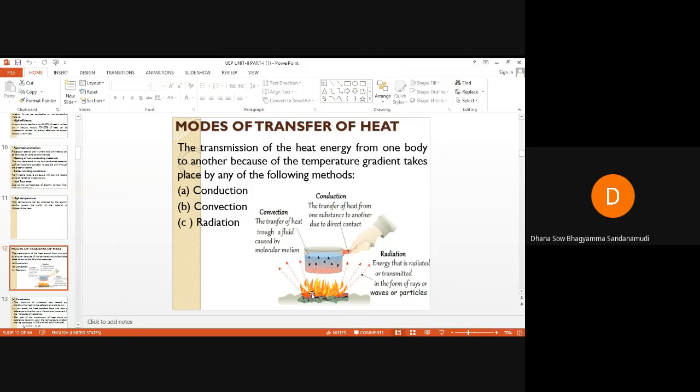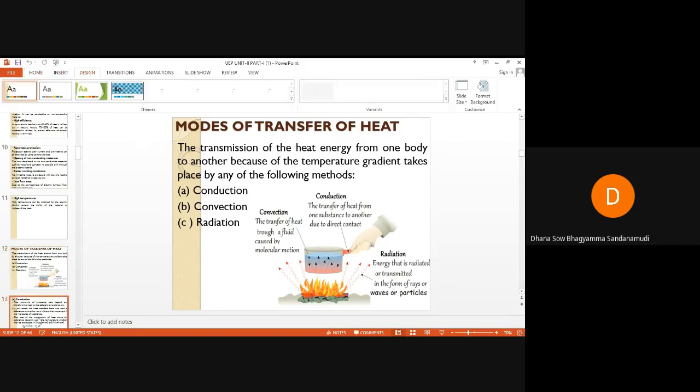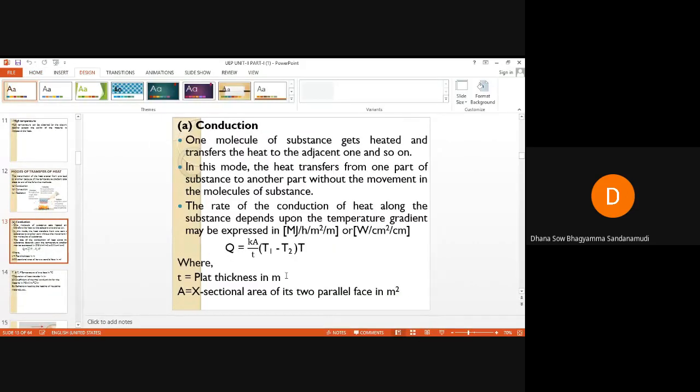The rate of conduction of heat along the substance depends upon the temperature gradient. That is given by Q = K × A × (T1 − T2) × T / t.